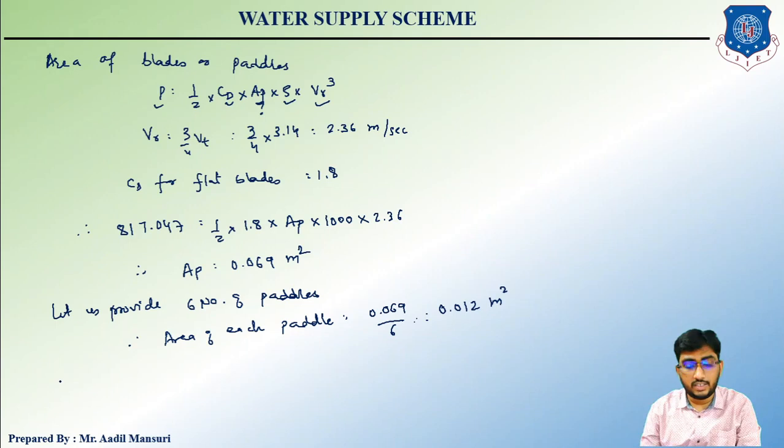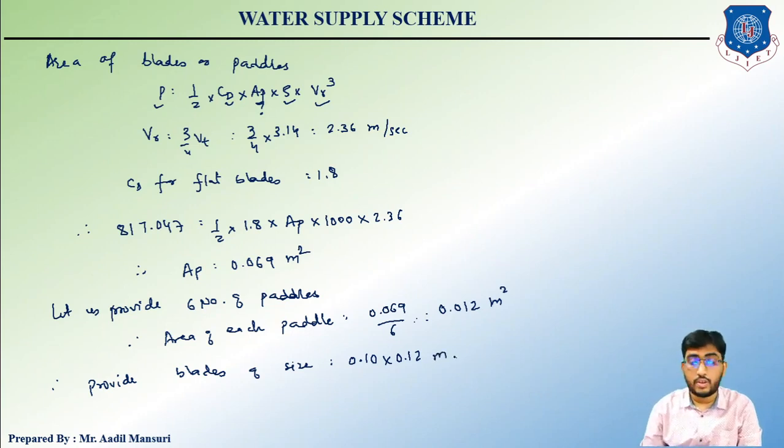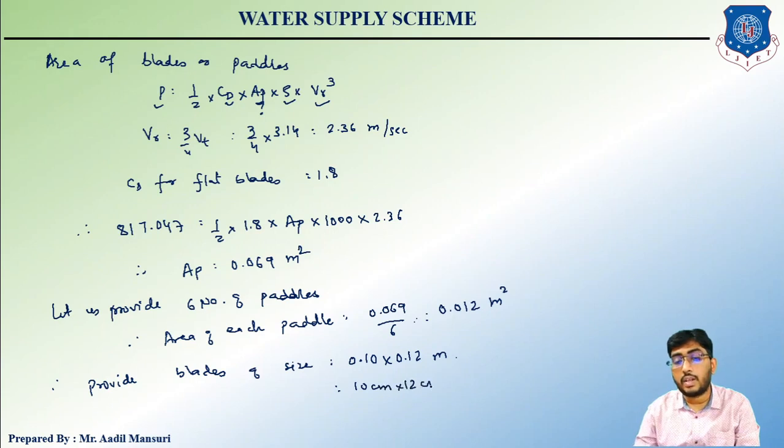So dimensions will be rectangular, therefore provide blades of size 0.10 by 0.12 meter. Okay, that is equal to 10 centimeter by 12 centimeter. So here we are completing the dimensions of the blades as well.